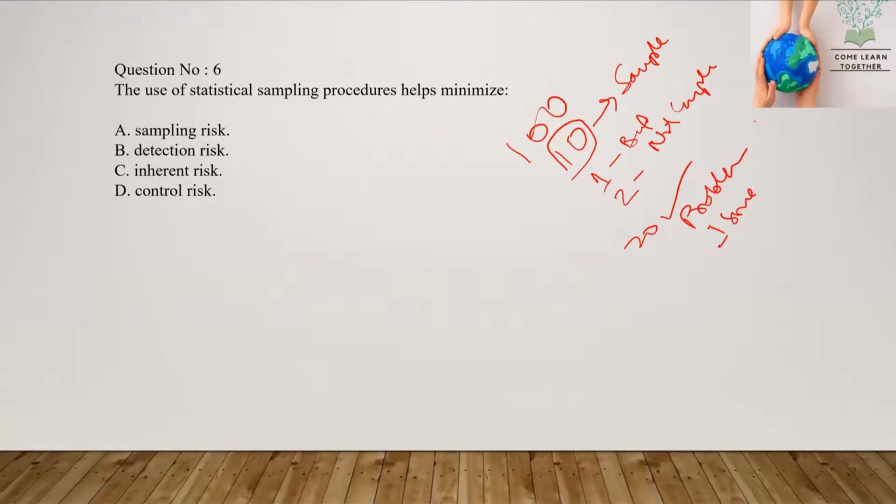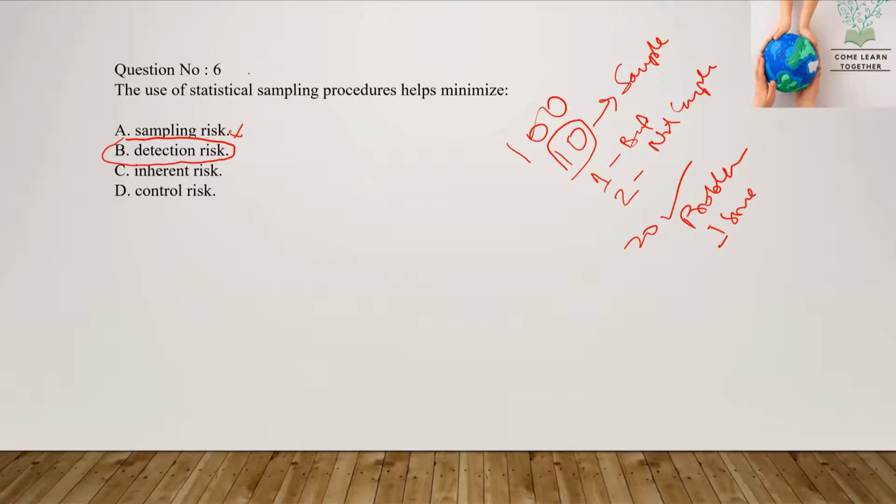So logically, if I use a more statistical sampling approach, I will group them, so I'm minimizing my detection risk. I will detect better if I'm using statistical sampling. So that is the logical answer. If I go by theory of elimination, sampling risk will always be there, even if I use statistical or non-statistical sampling. So it is not going to help me if I use statistical or non-statistical sampling.